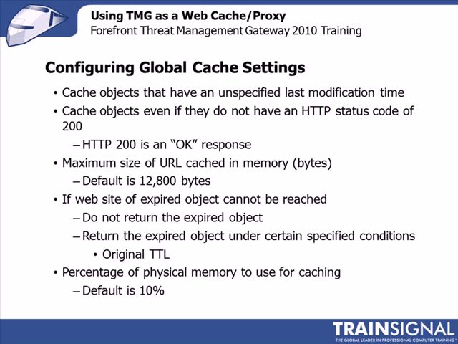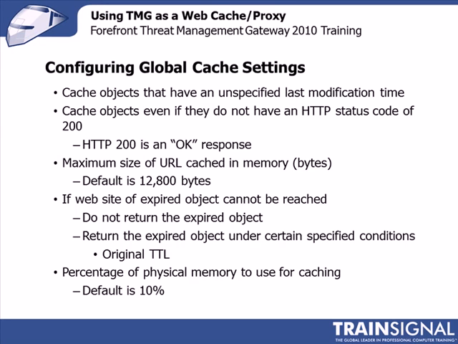If a website of an expired object cannot be reached, what do you want to do? Do you want to simply not return the expired object, or do you want to return the expired object under certain specified conditions? This would be if you're looking at the original time to live. Do you want to look at content that might be expired if the original site is not available right now? So a user goes out to the internet and tries to request a particular type of content, but the website can't be reached by Threat Management Gateway. You can say, well, then the object doesn't get returned to the user, or you can return the expired object. So the user may get out-of-date content, but at least they'll get content.